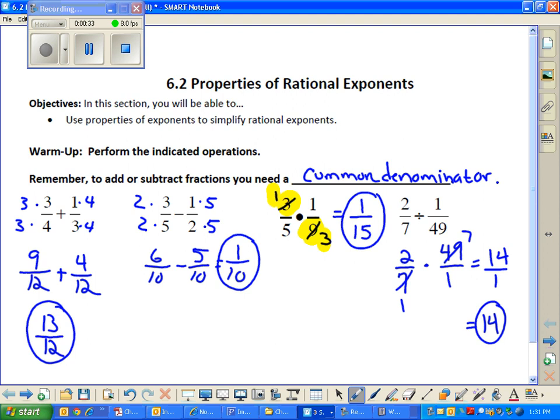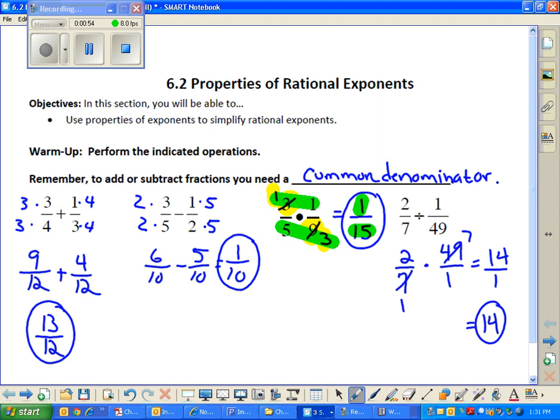Now, not really drastically easier with this problem because the numbers are easy. But if the numbers are large and you don't have a calculator, it can be really, really helpful. So really, you just multiply at that point straight across. We take 1 times 1, that's 1. 5 times 3, that's 15. So 1/15 is your answer there.